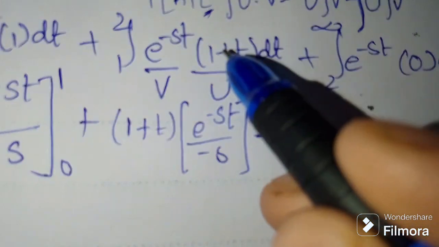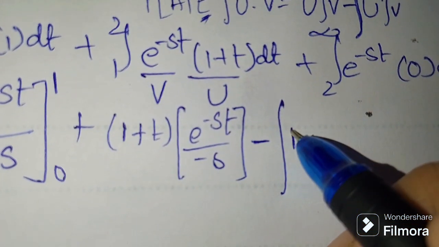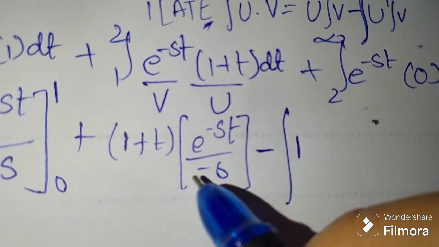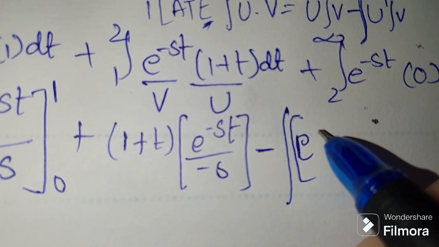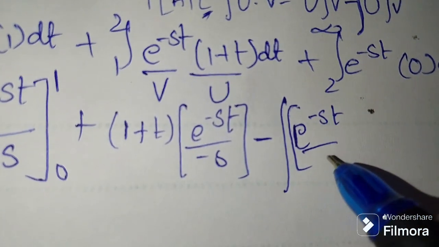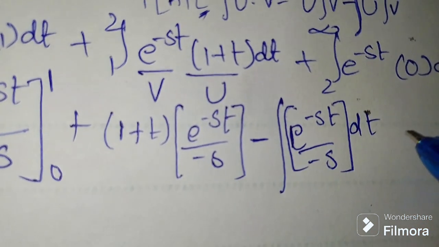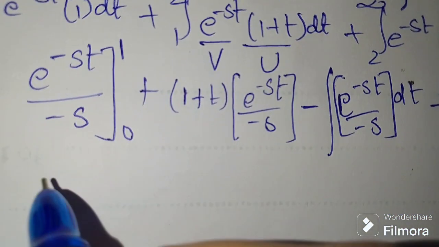Next, minus the big integral. What is u dash? The derivative of 1 is 0, and of t is 1, so it will be 1 only, into the integral of v. The same integral of v is this only, so I'm just writing it like this: e power minus st by minus s dt. Okay, this will be 0. No integration.